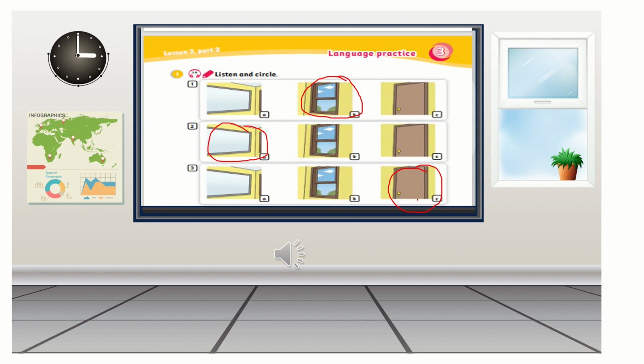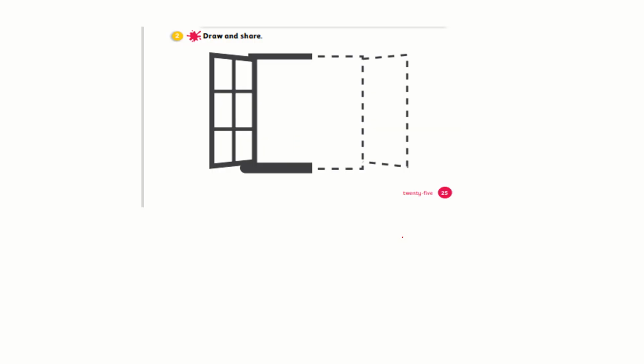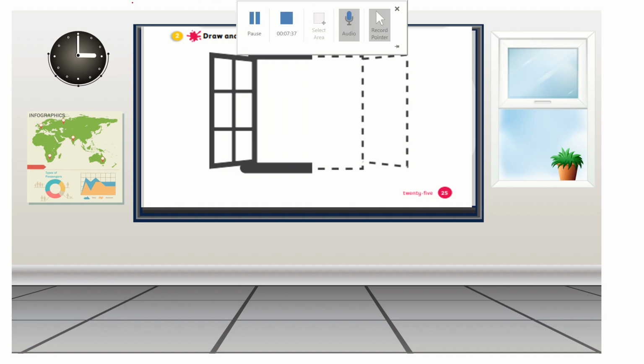It's a door, yeah? So here we have window, whiteboard. Last one, it's a door. Great. Now, my students, on the same page, we have draw and share. Yeah? Look at this picture. What's this? Huh? A window. Great. Okay, my students, so now draw.